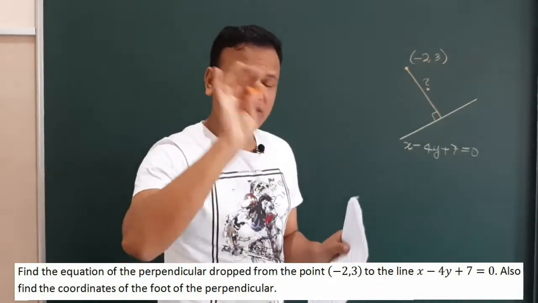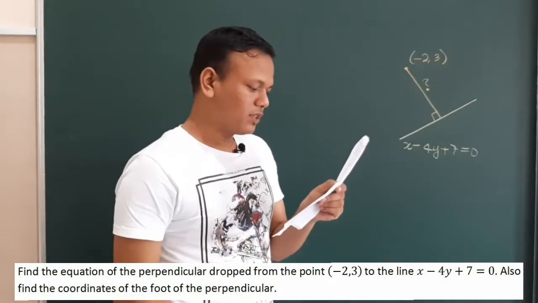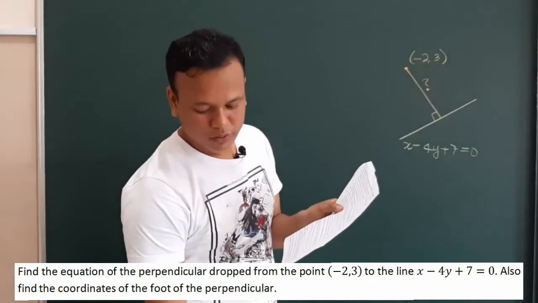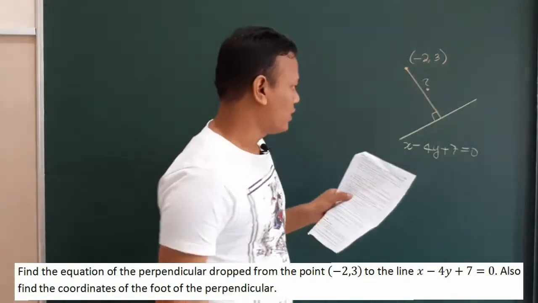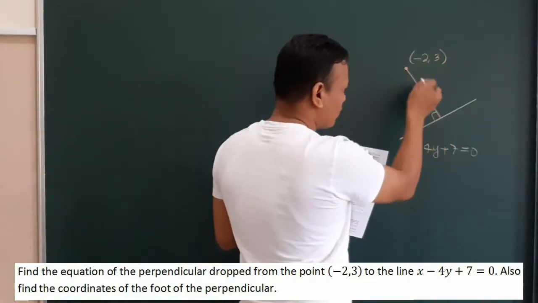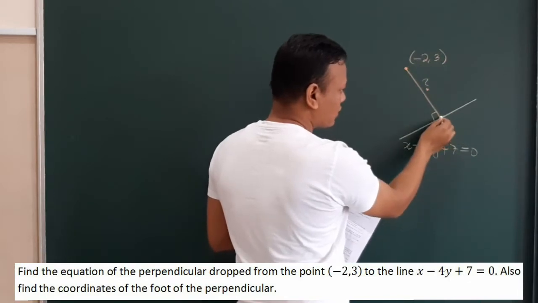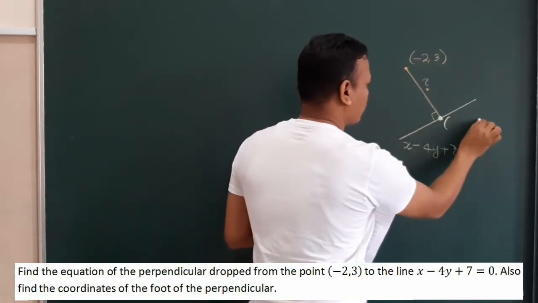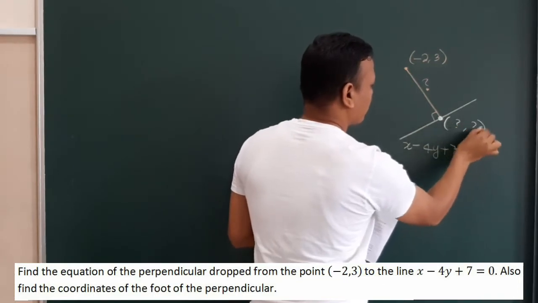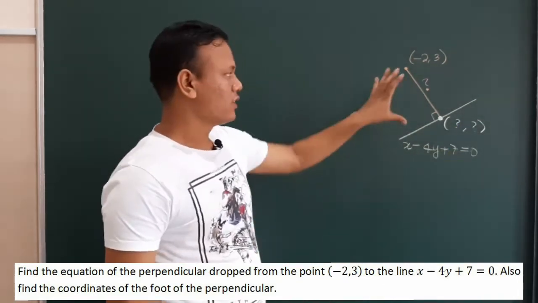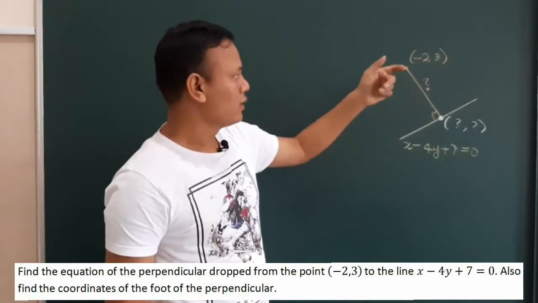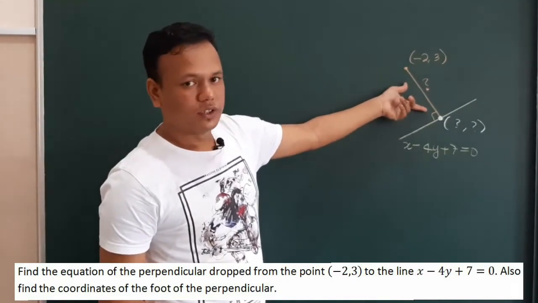So this is my first part, and the second part says also find the coordinates of the foot of the perpendicular. So basically, this is the perpendicular and what is the foot of this? This is the foot, isn't it? And you have to find the coordinate of this as well. Alright, so there are two parts. Let us see the first part, that is to find the equation of this perpendicular.